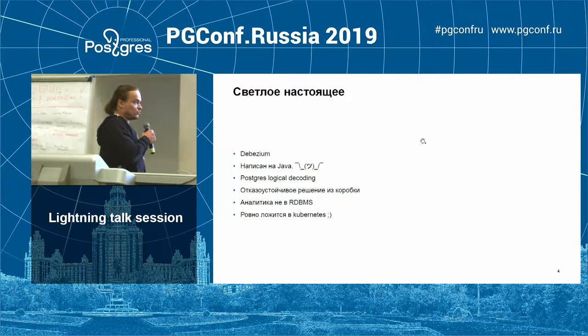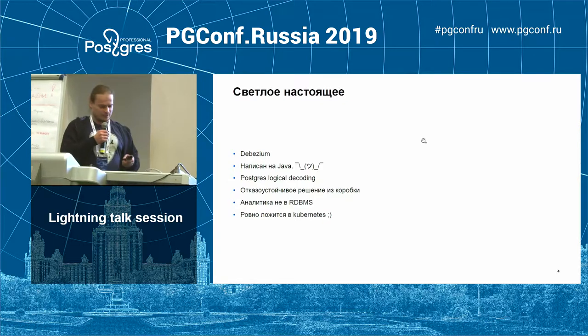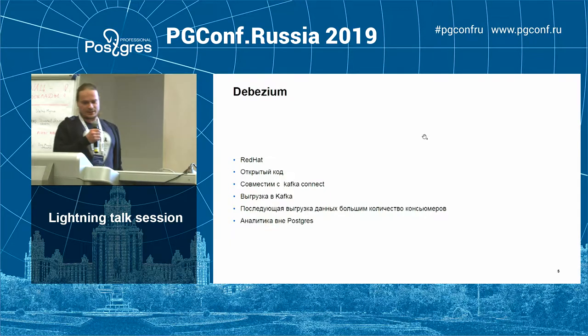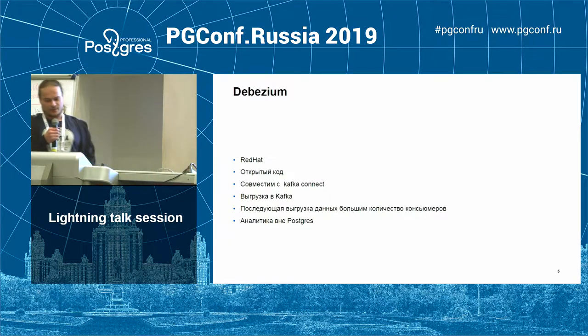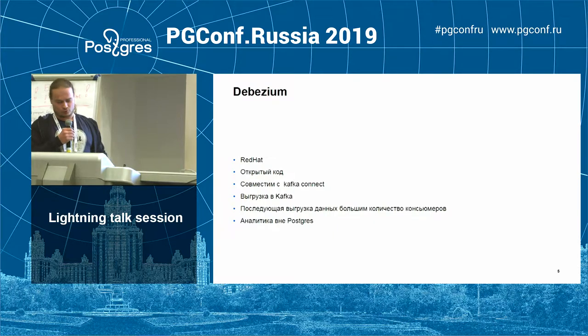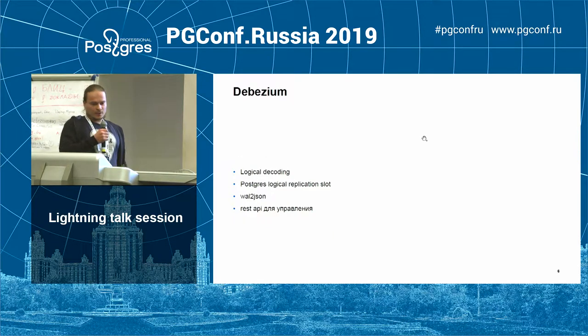There is another fashionable thing in Debezium. You can put it in Kubernetes. Who did it? Red Hat, open code, compatible with Kafka Connect. We can use Kafka Connect and use it in Debezium. Data can be downloaded into Kafka and many other flows for further analysis.